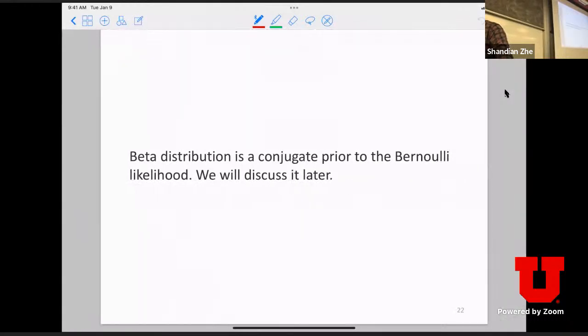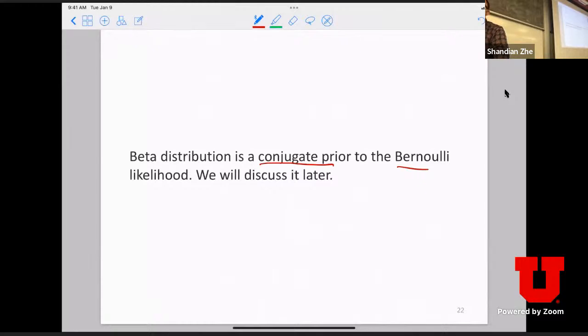Now, I want to point out that the beta distribution is important because it is a conjugate prior to the Bernoulli likelihood. We're going to give a definition of conjugate later. But you can view it like this: if I have a Bernoulli likelihood to model my binary observations, and I assign a beta prior distribution over the probability in the Bernoulli likelihood, then the computation of the posterior distribution will be a lot easier.